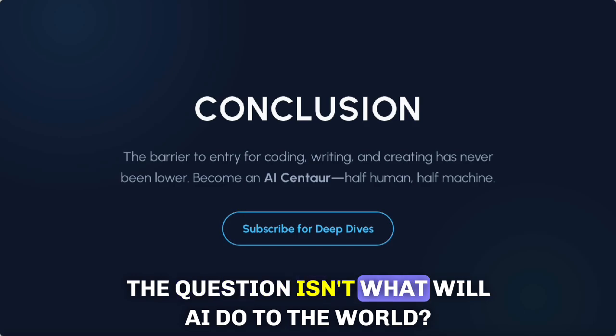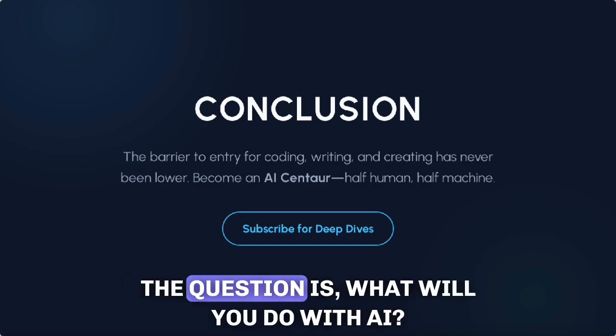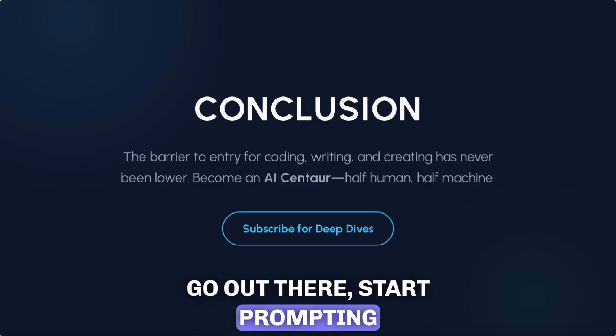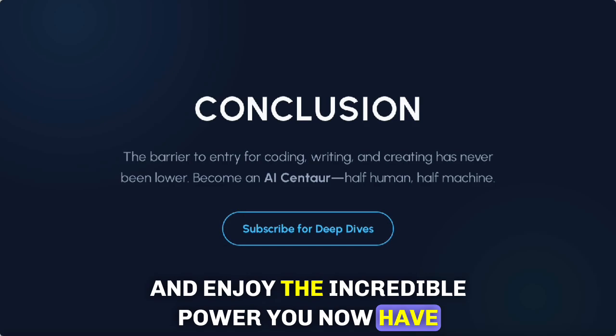The question isn't what will AI do to the world? The question is, what will you do with AI? Go out there, start prompting, and enjoy the incredible power you now have.